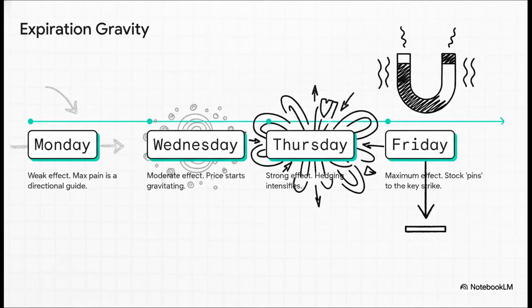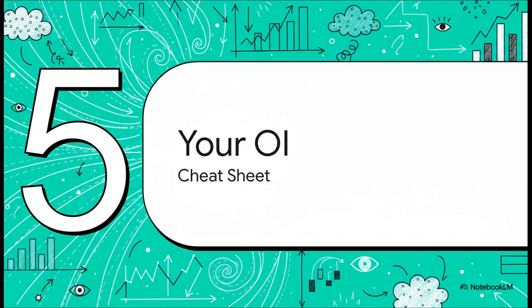And this magnetic pull, it isn't constant all week long. Oh no, it gets stronger and stronger as we get closer to Friday. On a Monday, it's just a whisper, a rough guide. By Wednesday, you start to feel the pull. Thursday, it gets really strong as all that hedging intensifies. And then on Friday, the main event for weekly options, the effect is at its absolute maximum, often causing a stock to get pinned right to that key strike price. It's wild to watch.